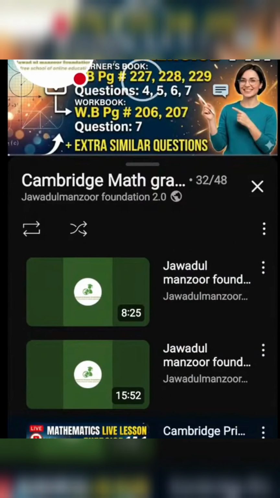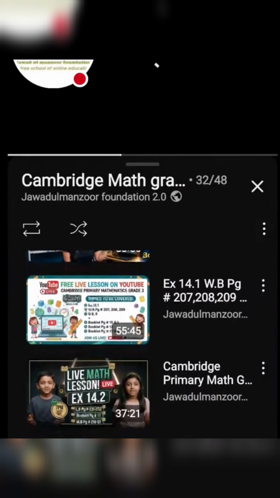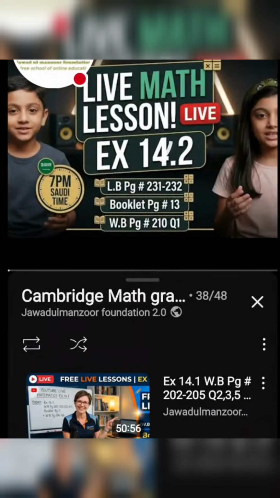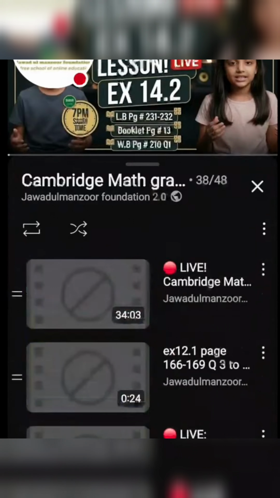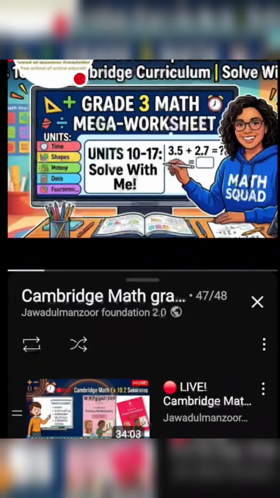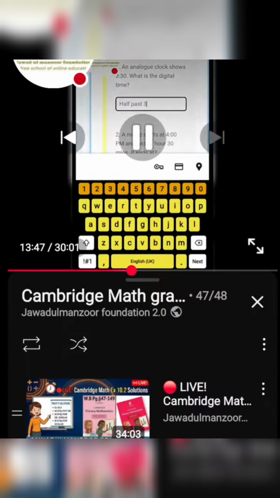You can see this is exercise 14.1 in front of you. Almost all of the exercises we have solved. You can just go through this link, you will see that this is exercise 14.2, and this is the complete playlist of grade 3. This is an interactive worksheet. This was a mega worksheet, and it is also interactive, which covers unit 10 to 17. This is on the same playlist. You can just go through this playlist.